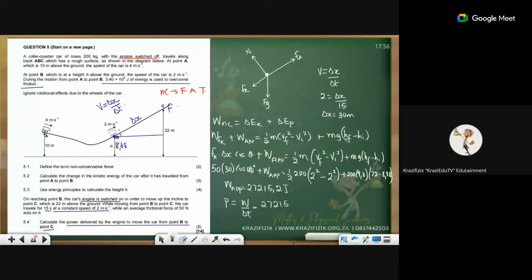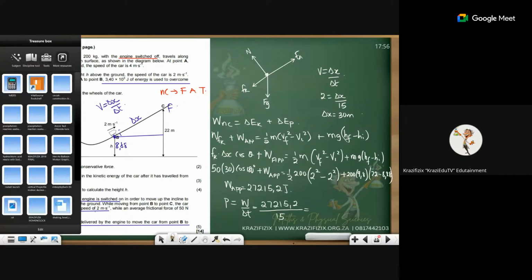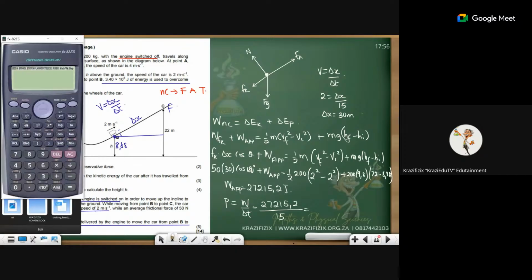2 divided by what? 15. Oh, I'm going to 4215.2. Okay, guys, can we confirm? Michelle also gave me 27215. So you take gravity, you add that. Just move, yeah. So it is 200 times 9,8. Because 180 is negative, so you would add it.